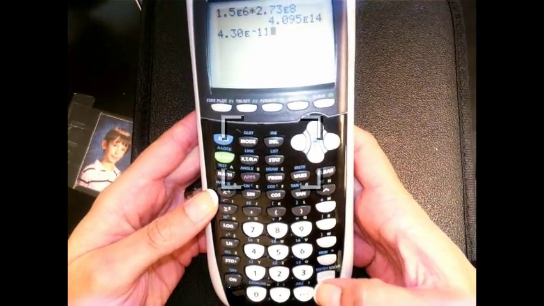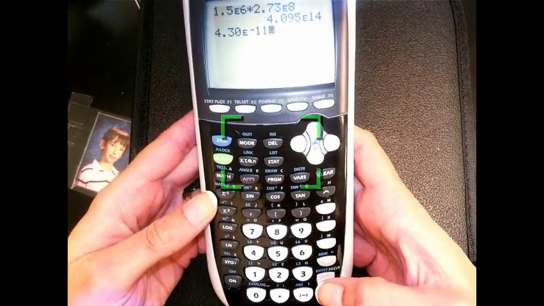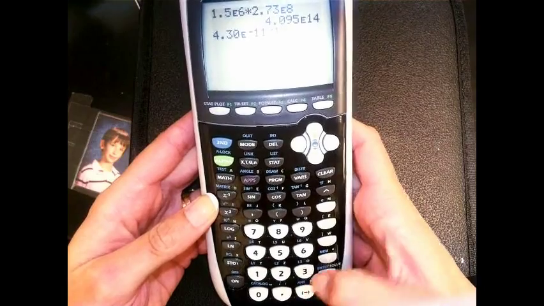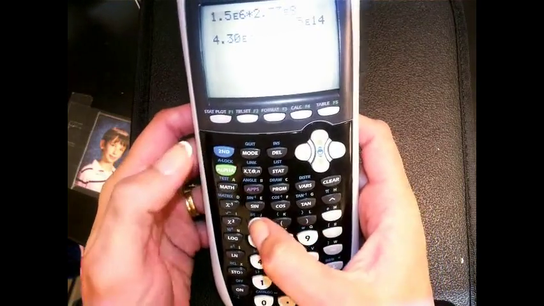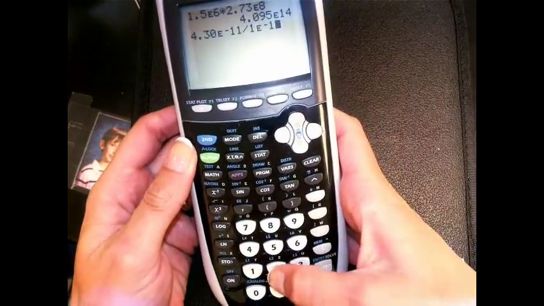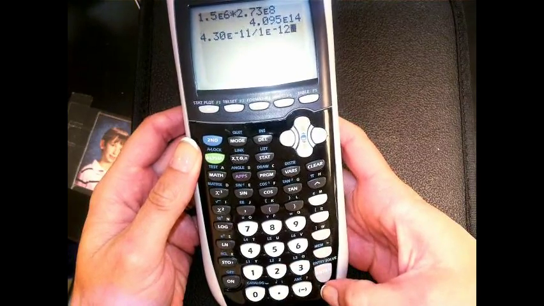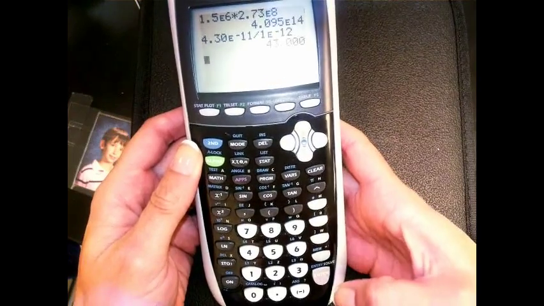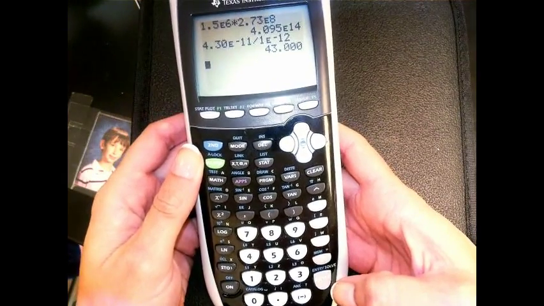So that 4.30 times 10 to the negative 11th is shown right there, and then we're going to divide this by 1, and then it's 0.00. You can put that in if you want, times 10 to the negative 12th. And so that's what that would look like, that 1.00 times 10 to the negative 12th. So we find that, and our answer here is 43.